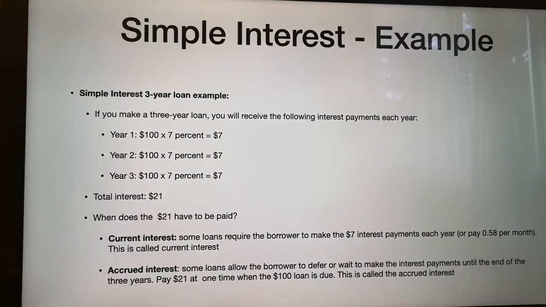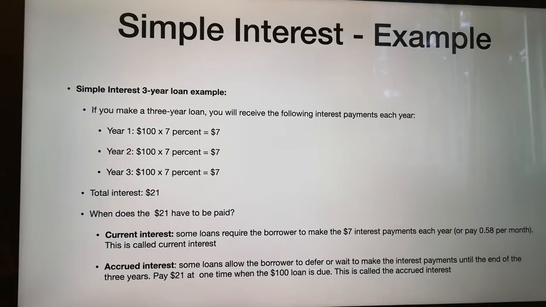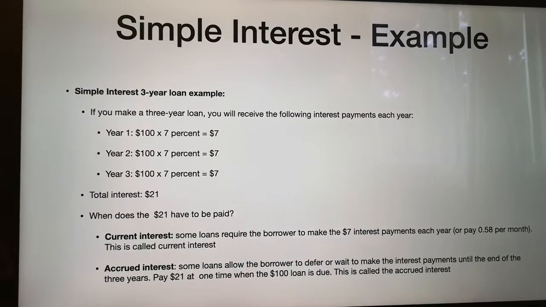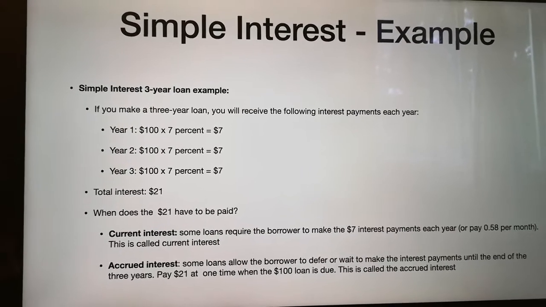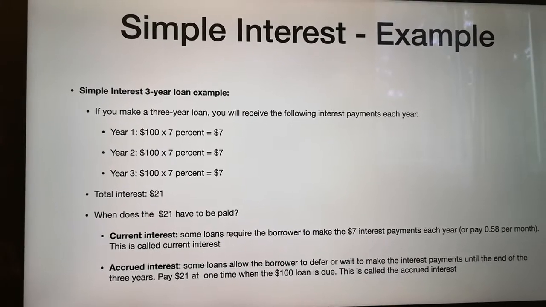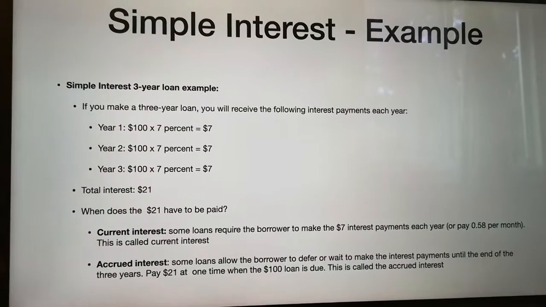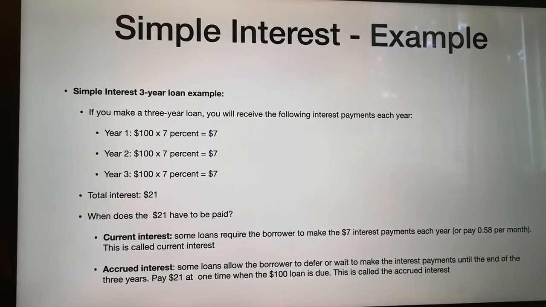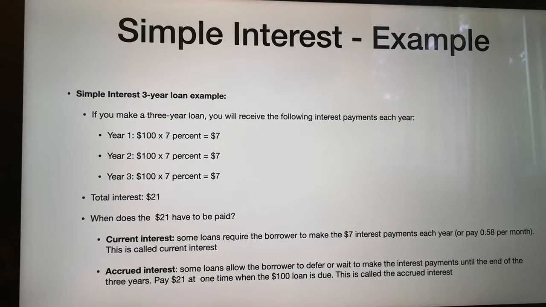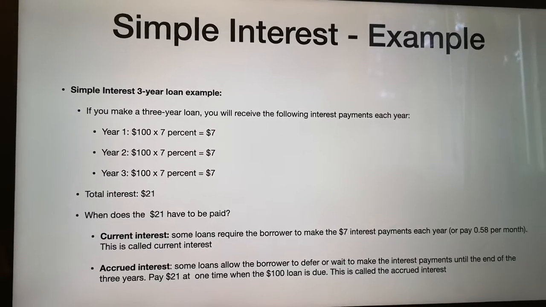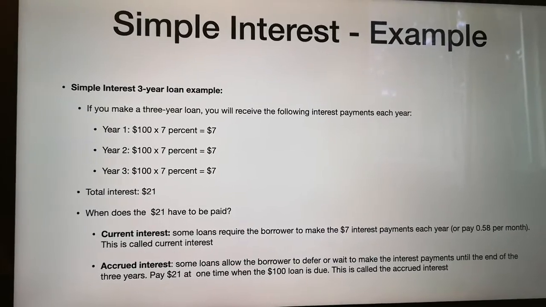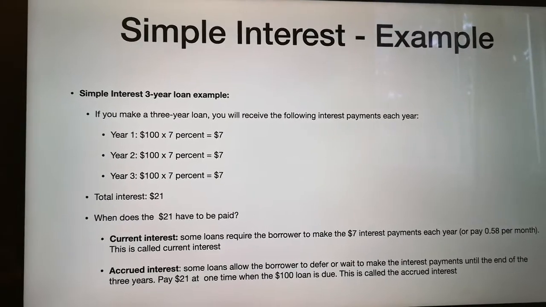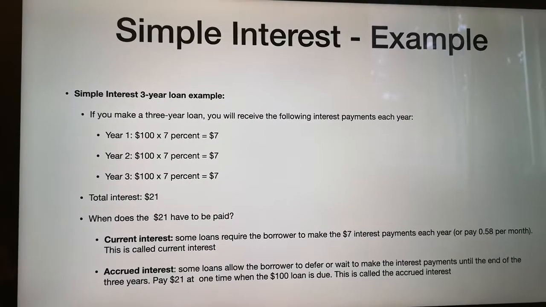Here is another concept. When will this $21 be paid to the loan's owner? If they pay it annually or even sometimes monthly, it is called current interest. If they do not pay it right away, but allow the borrower to defer, or wait, to make the interest payment until the end of the 3 years, so you pay the $21 at the end when the $100 loan is due, this is called accrued interest.